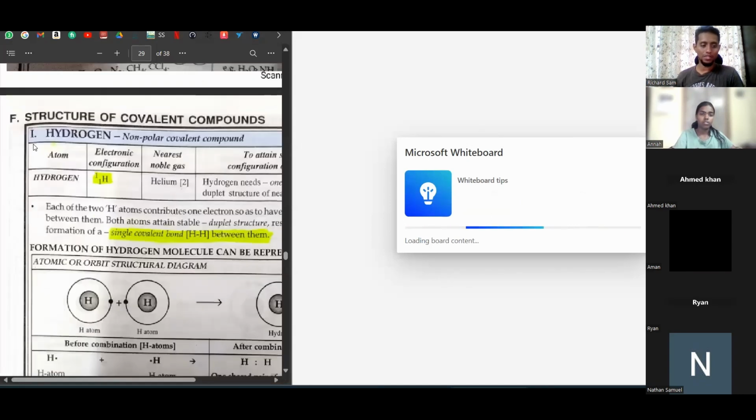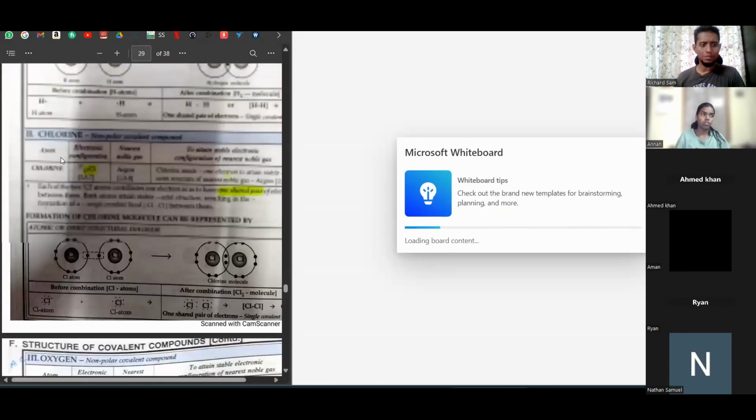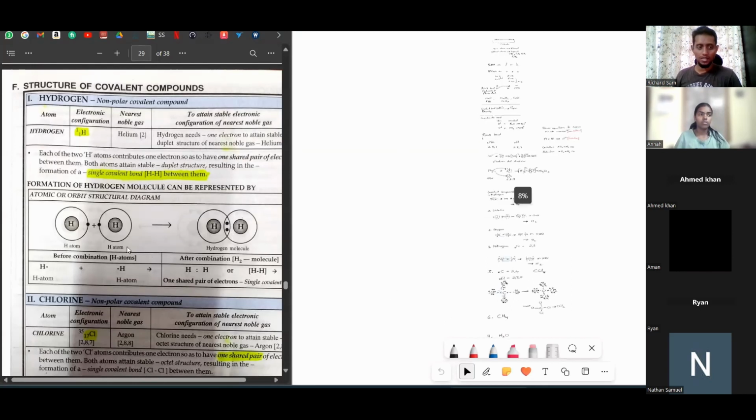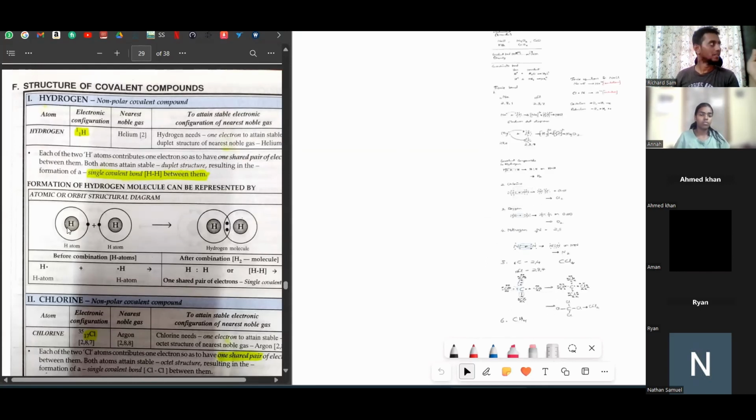For elements, all will be non-polar. Non-polar means the charges are equally distributed. Polar means charges are unequally distributed, one side more positive, one side more negative. Non-polar means no charge, or charges are equally distributed. If you see hydrogen, it's like a mirror image. There's equal charge distribution. The left side hydrogen is sharing 1 electron, the right side is also sharing 1 electron. So it is non-polar.